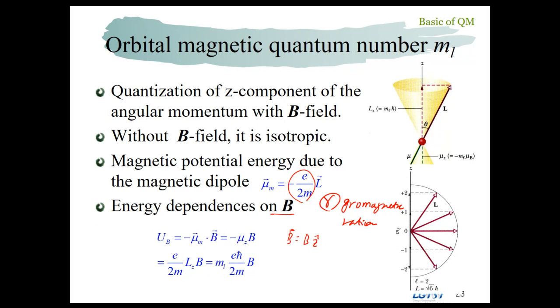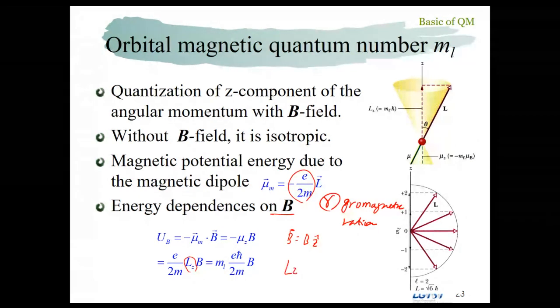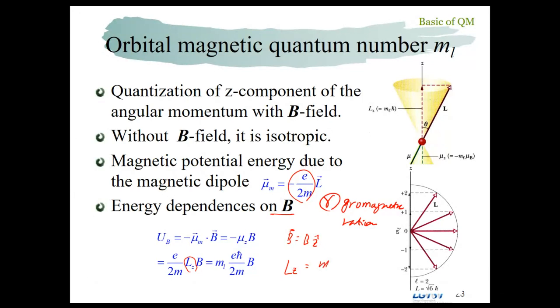So, we know L_z, the angular momentum z component, is nothing else but m_l multiplied by h bar. Okay, so we obtained this term. So the energy is quantized. m_l changes from minus l to plus l.